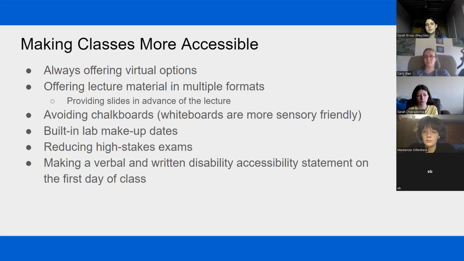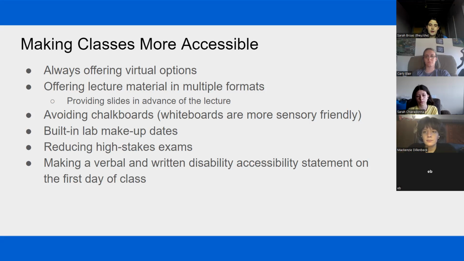Some more minute notes include avoiding chalkboards in classrooms because they tend to make noises that are not friendly for the autistic community. And whiteboards can be an easy replacement that are more sensory friendly. Built-in lab makeup dates, just like we talked about on the last slide, having a built-in time where folks can make up labs if they missed them, or make up assignments if they missed them.